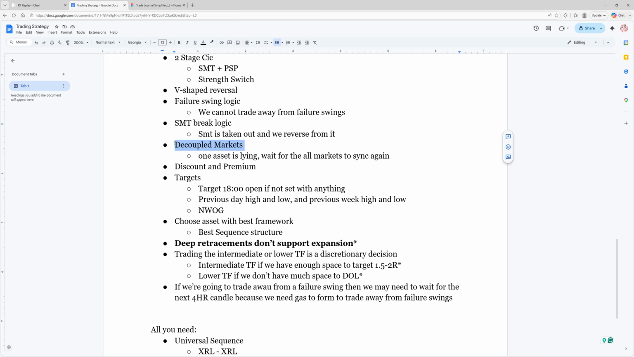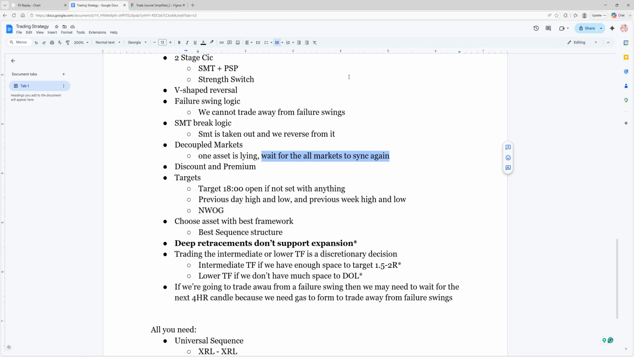When the market is decoupled, it usually means that one asset is lying to you. And what we need to wait for is a swing point to realign the market. The reason why the market is decoupled is because one asset is manipulating. One asset is going lower to sweep out a low to then reverse from. And the way that we determine which asset is the one that's lying is to wait for a swing point on all assets to resync the market.